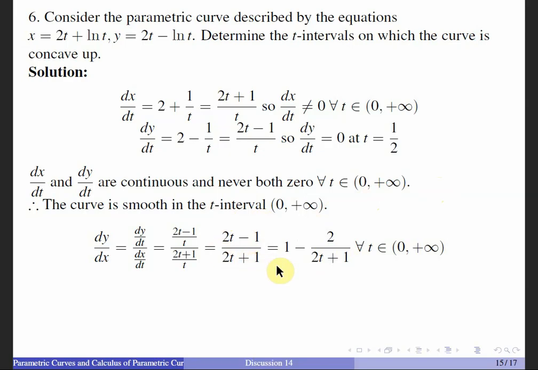Okay, let's move on. So now let's compute for the double derivative. We notice here that there's no change on the t interval. I didn't exclude anything because dx over dt is always not equal to 0. Okay, so let's proceed. So d squared y over dx squared, that's just the derivative of dy over dx with respect to t all over dx over dt.